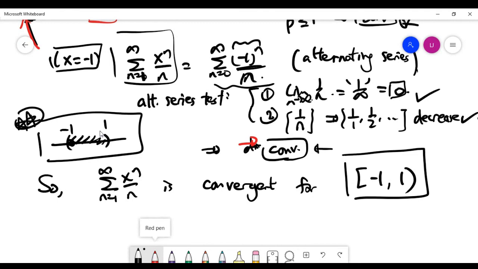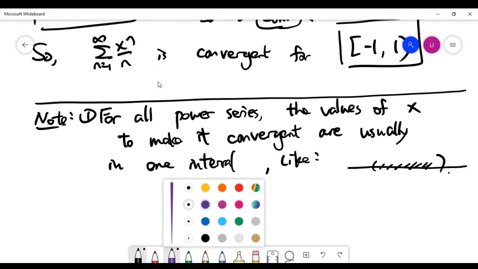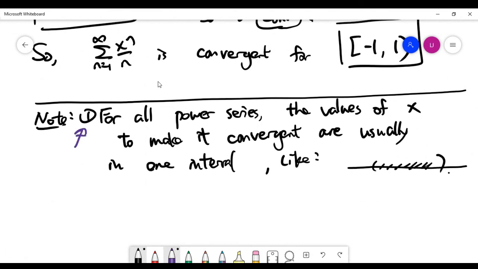And I would like to add some definition based on our calculation here. So before looking at the definition, please look at some notes. For the first note, the fact is that this first example we just looked at is actually quite a good example for the general case in the sense that for almost all the power series you see when you use the ratio test, actually you can find that usually for the values of x to make the power series convergent, they are actually contained in one interval, right?